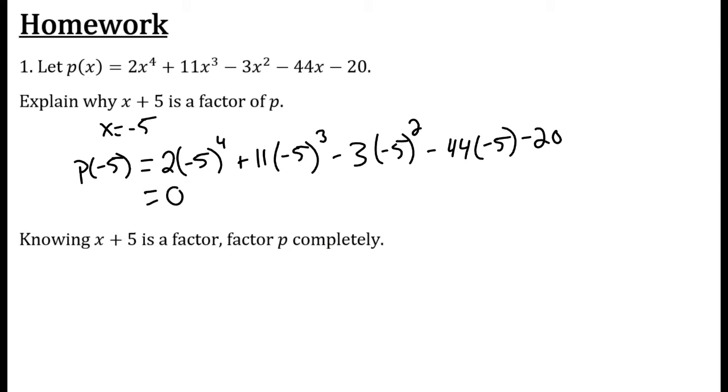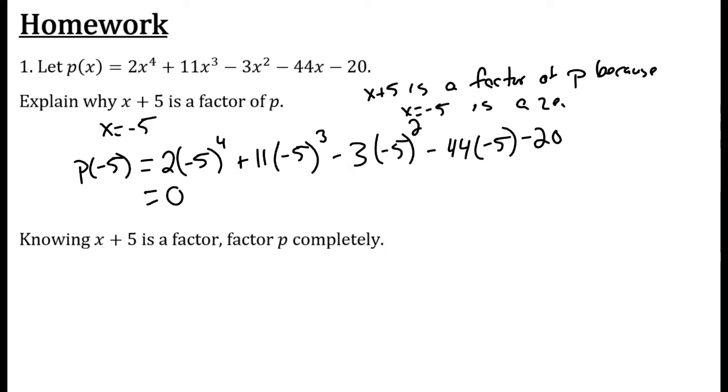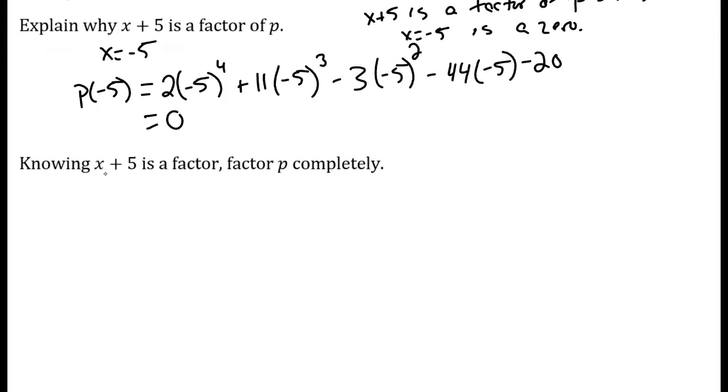So explain why x plus 5 is a factor of p. Well, x plus 5 is a factor of p because x equals negative 5 is a 0. That's what the remainder theorem is telling us. If negative 5 is a 0, that's my remainder when I divide by x plus 5, then x plus 5 is a factor. So knowing that x plus 5 is a factor, factor it completely.